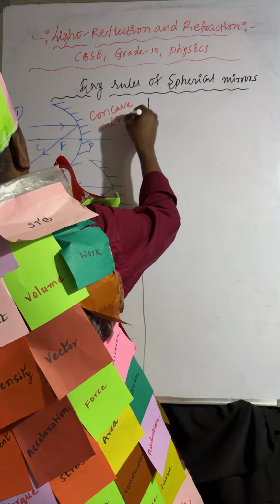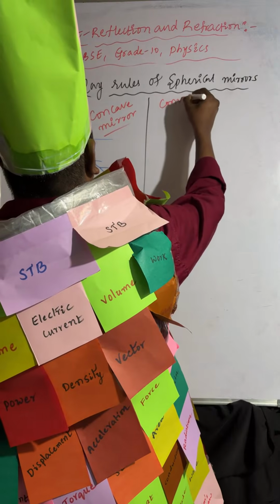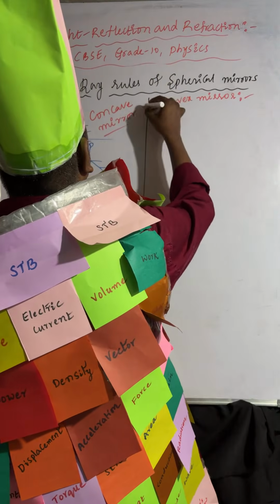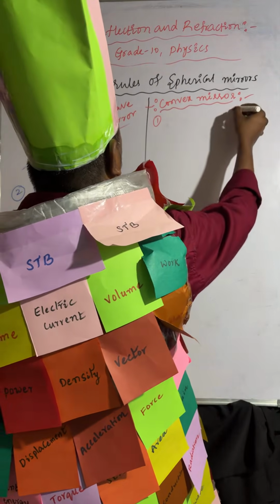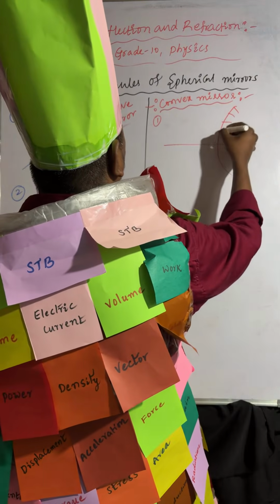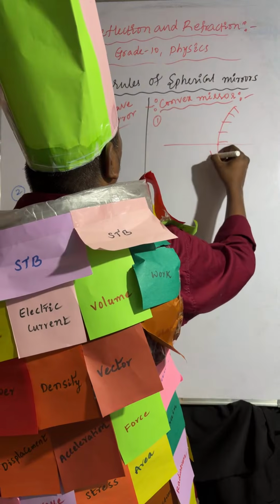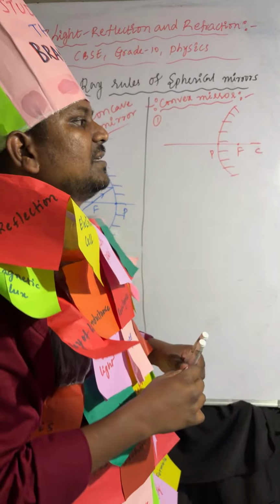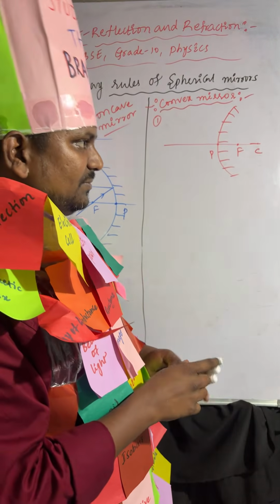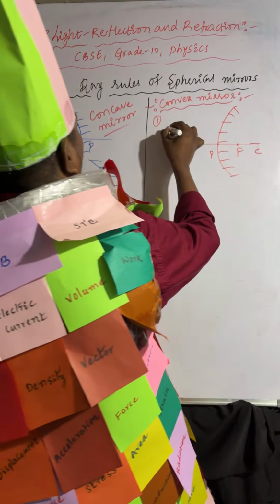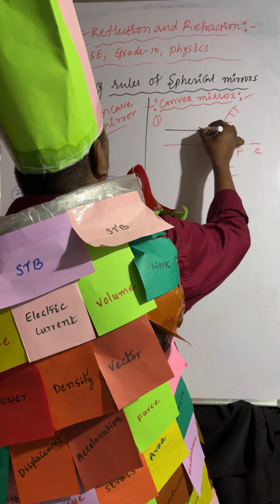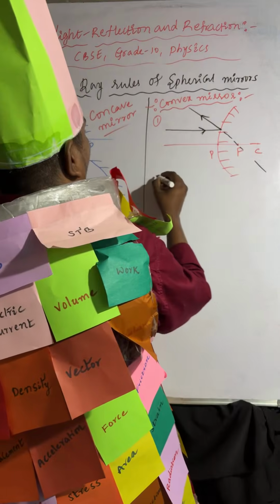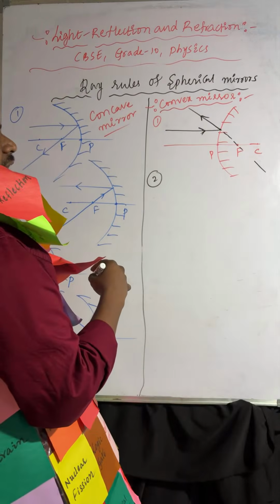Next is the convex mirror. I'm taking the convex mirror, with pole, focus, and center of curvature. First, a light ray coming from infinity, after reflection, moves away from the principal axis.